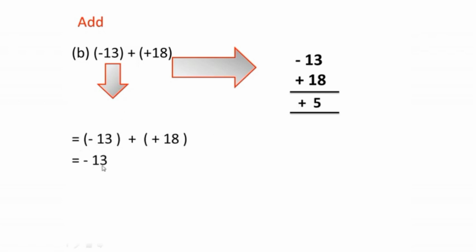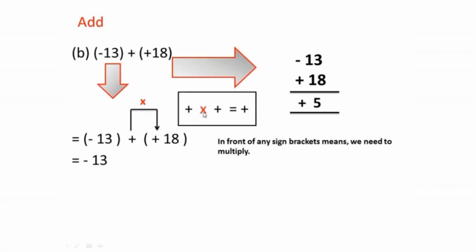Another method. This method you have to learn. The same thing I have rewritten. Minus 13 plus of plus 18. The first one you write as it is, that is minus 13. Second thing, plus is there. Plus has to multiply with this parenthesis or bracket. Within the bracket again plus is there. That's why, as I said, in front of any sign, if a bracket comes, we need to multiply. So the plus is multiplying with another plus. The multiplication symbol has come. What happens? Plus into plus, and the sign will be plus. The plus has to be written here. So minus 13 plus, and the remaining element is 18.